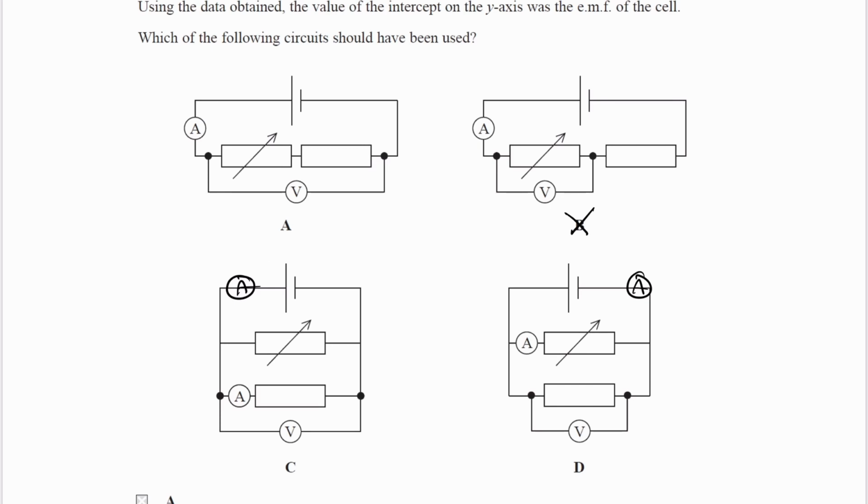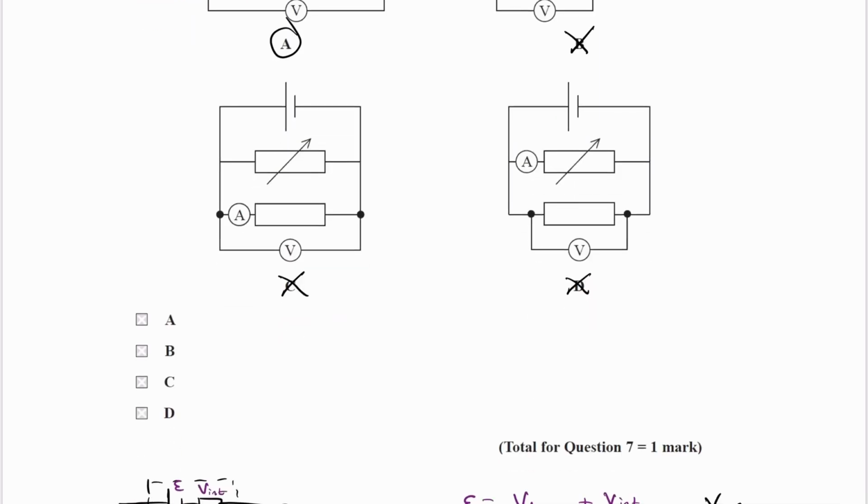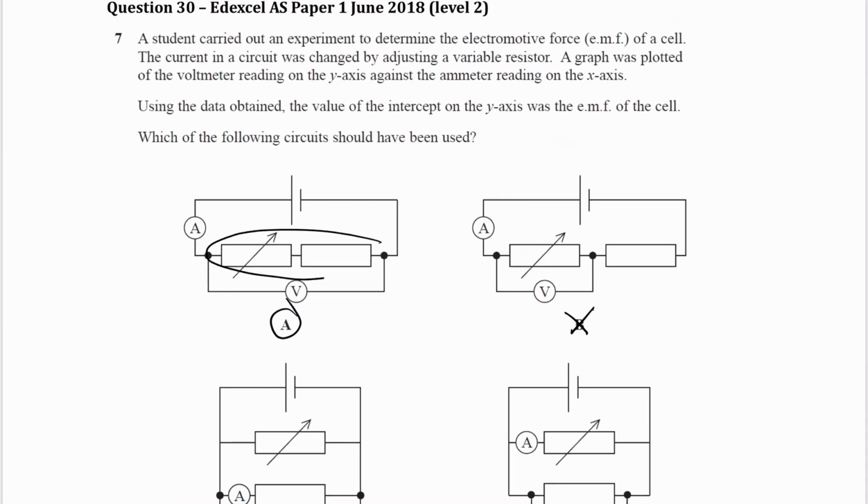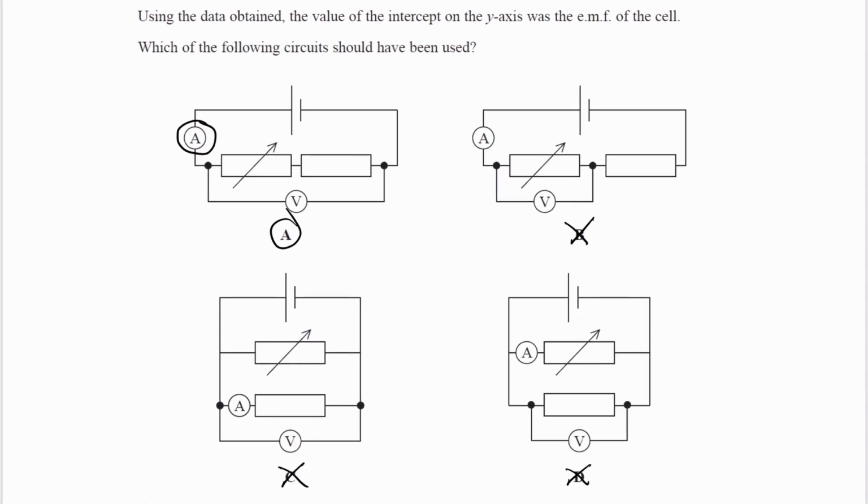So that's the problem with C and D. The fact that the current is not the current that's being drawn from the cell. It's only a current going through one of those two parallel branches. So it can't be those two. It must therefore be A. So for A, we do have a means of varying the external resistance. The voltage is the voltage across the entire external load, and the current is the entire current that's being drawn from the cell, not just part of it, which is what we have in scenario C and D.